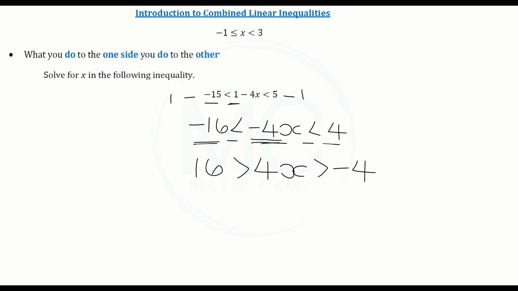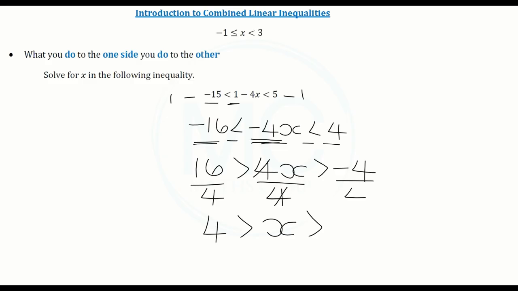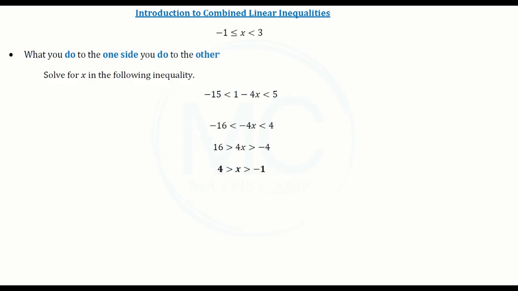Now to get x by itself, let's divide by 4. So we divide 16 by 4, and we get 4 is greater than 4x divided by 4. The 4's will cancel, and we have x is greater than -4 divided by 4, which is -1. Let's do another one. -3 is smaller than 2 multiplied by x minus 1 is smaller than or equal to 1. Now, here we have a 2 outside of the bracket.